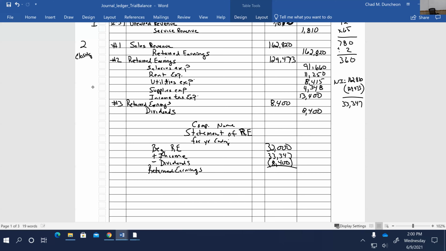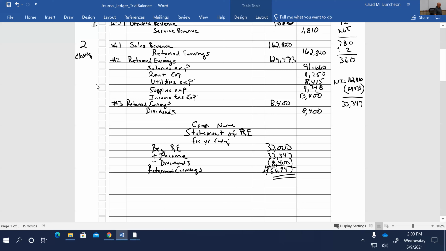Which gives us a new retained earnings of 56,947. And this is the number that will go on to our balance sheet. And then we carry forward to the next year. And all our temporary accounts have been closed out of that retained earnings, so it is all accounted for.